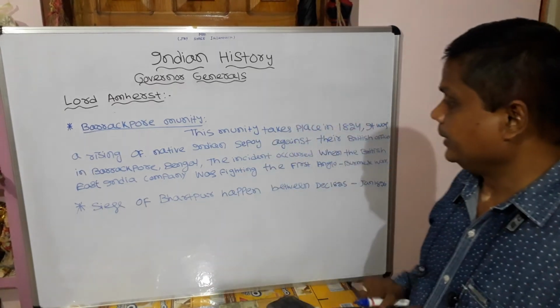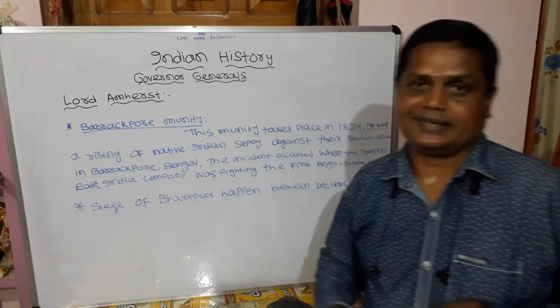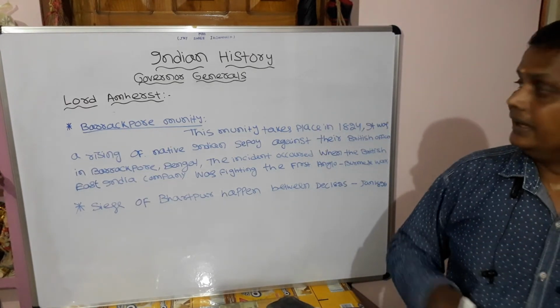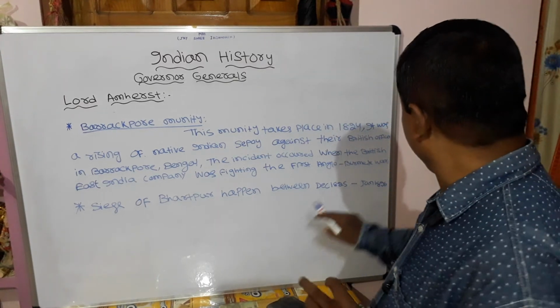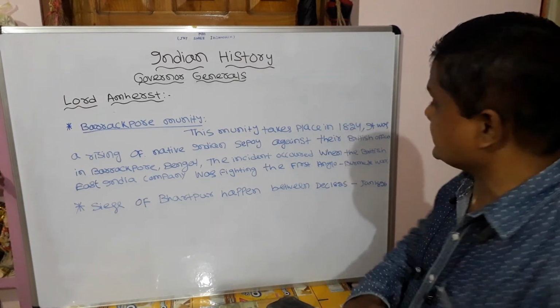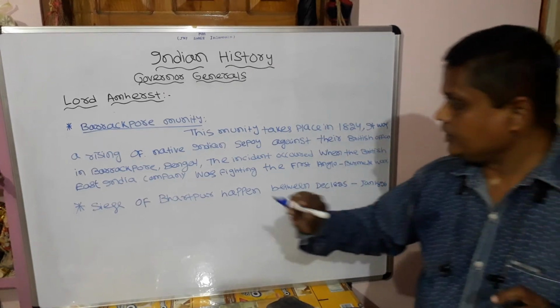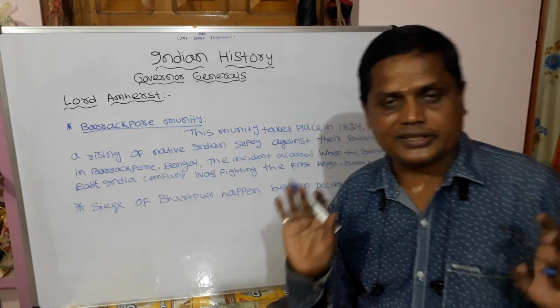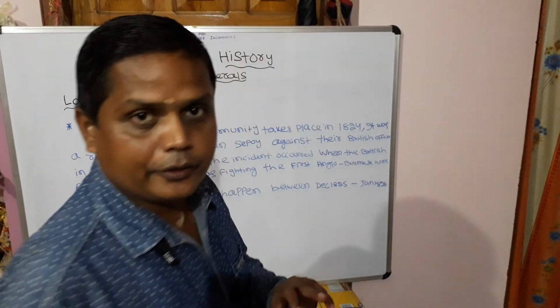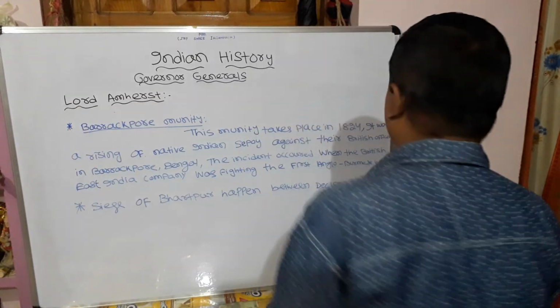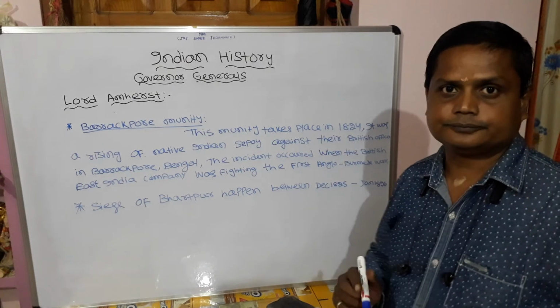Next is the Siege of Bharatpur, which happened between December 1825 and January 1826.